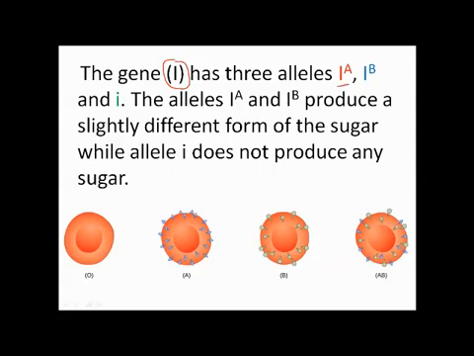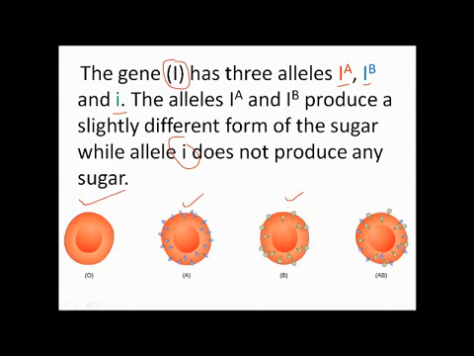There are alleles IA, IB, and small i. These three alleles control the formation of the blood group in a particular human. The alleles IA and IB produce a slightly different form of sugar. You can say the form of sugar is slightly different in A and B, while i does not produce any sugar. So here we find no sugar. It is due to the presence of the recessive allele, that is i.